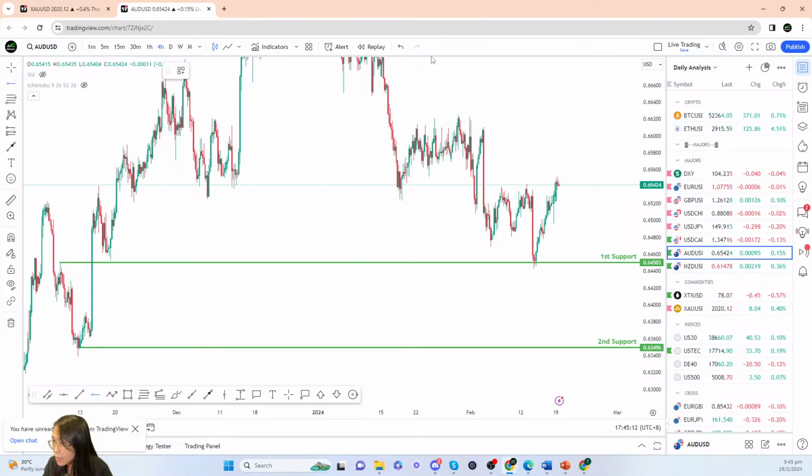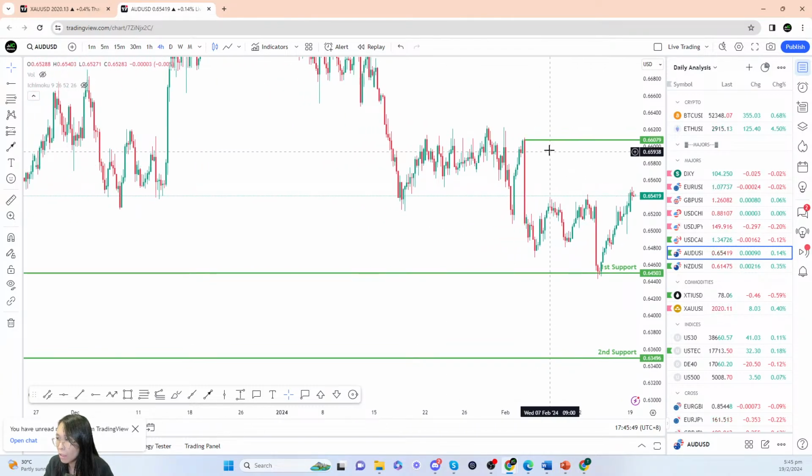And on the resistance side, these are not great levels. What about this? But you'll be cutting through so many of the bodies. This is also cutting through the bodies. The most significant one will be this.